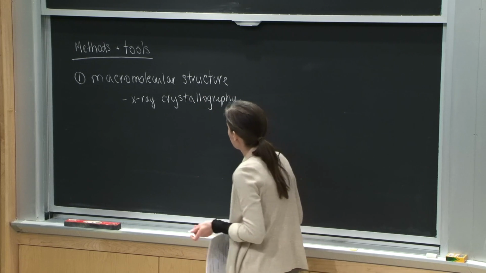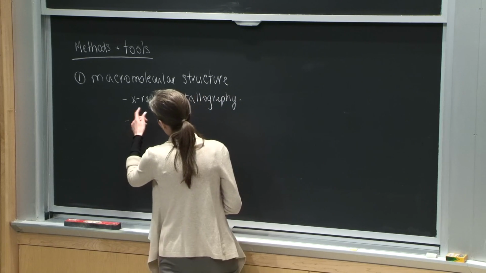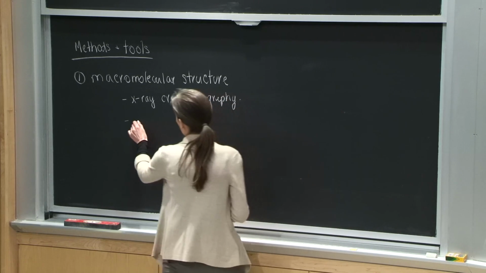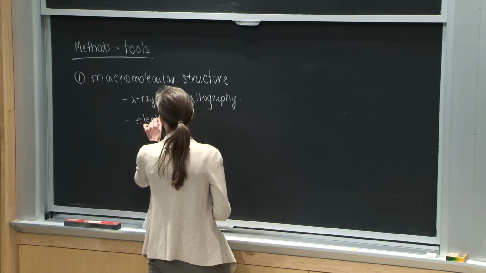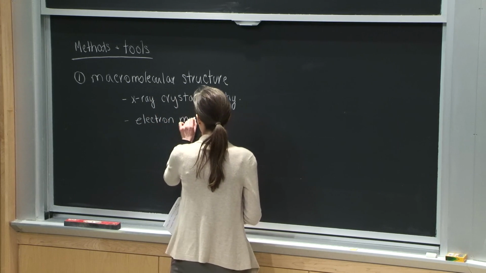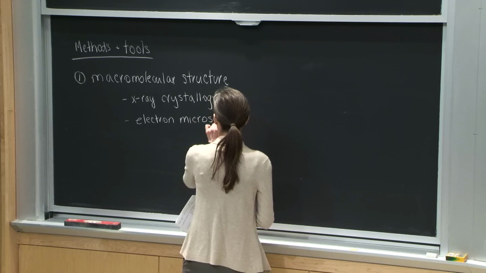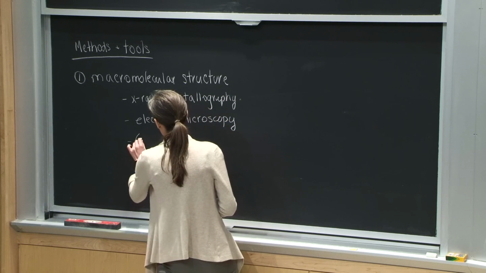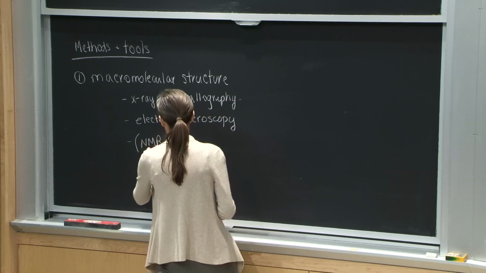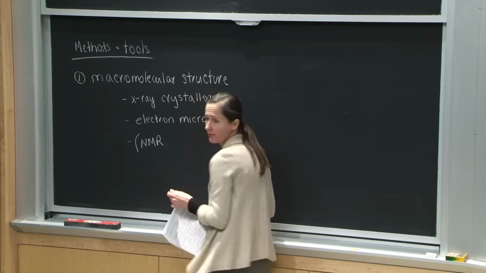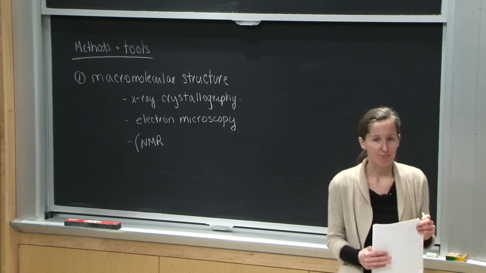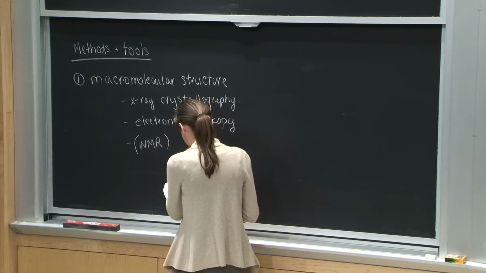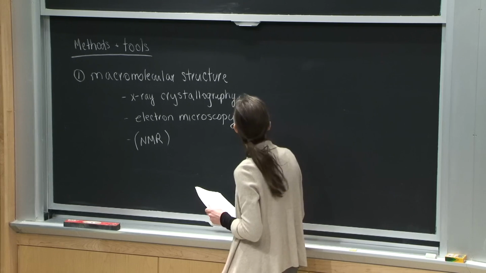In addition, a method that will come up quite a bit, and we'll see both of these in the initial discussions of the ribosome, is electron microscopy. Another method to be aware of, and if you're curious, talk to your TA, Shiva, is NMR. NMR has a lot of applications within biological chemistry, but we won't discuss that.